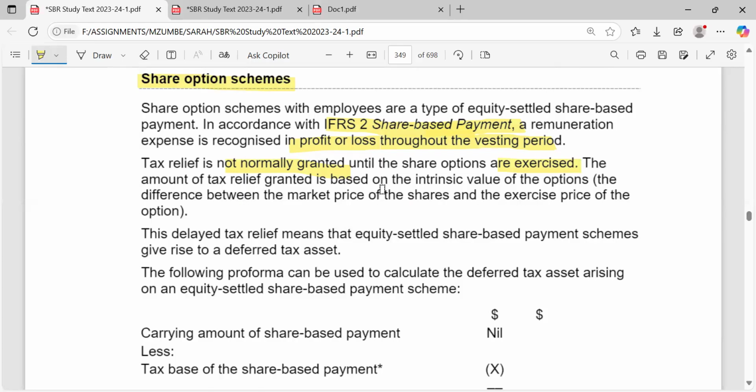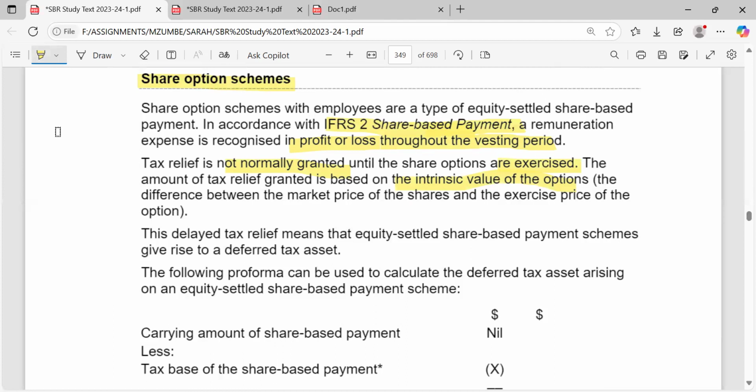And so the amount of tax relief granted is based on the intrinsic value. This is the point now. The amount of tax relief that is granted should be based on the intrinsic value of the options, which means the difference between the market price of the shares and the exercise price of the option. That's what we call the intrinsic value in this situation, right? At the time of exercising, let's say the share is worth $10, right?